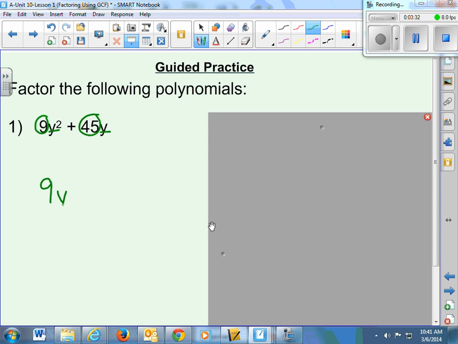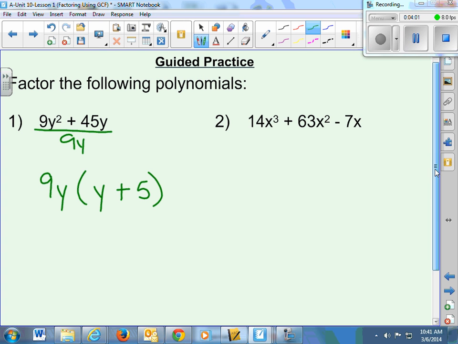Well, y can. Now I'm going to divide both of these by 9y to get my second part of my expression. 9y squared divided by 9y is plain old y, because 9's cancel out to make 1. 45y divided by 9y, 45 divided by 9 is 5, and the y's cancel out to make 1. And then, if I distribute the 9y, I would get my original answer. Let's try another one.